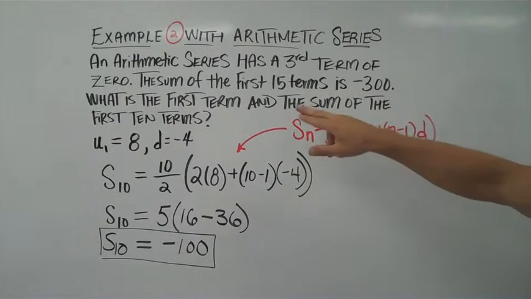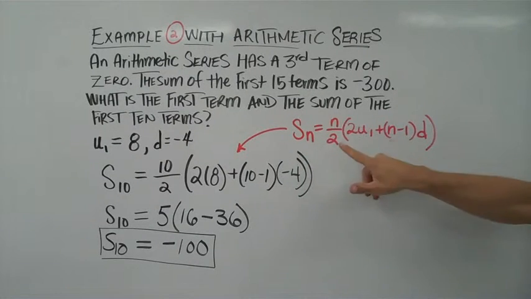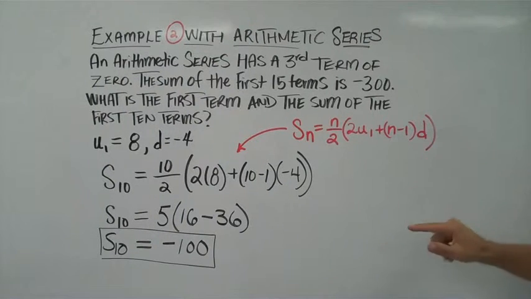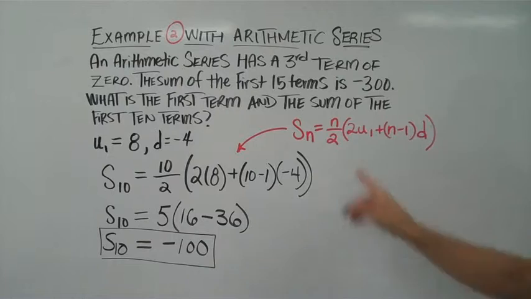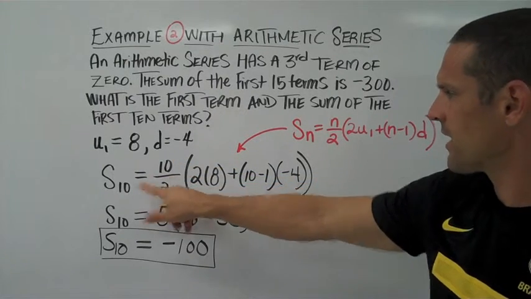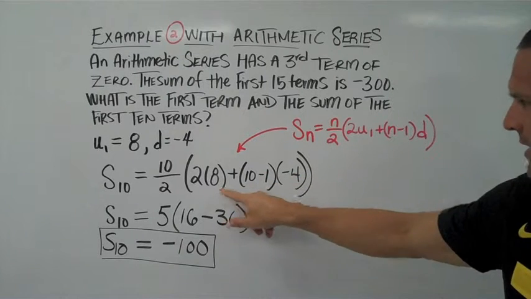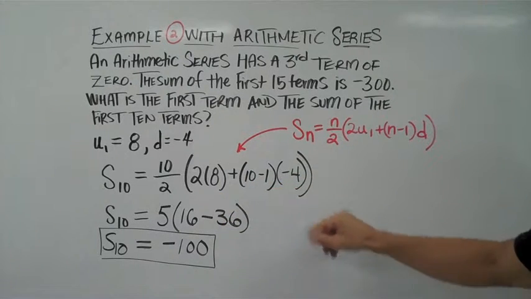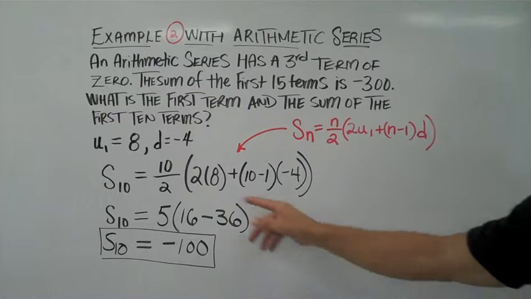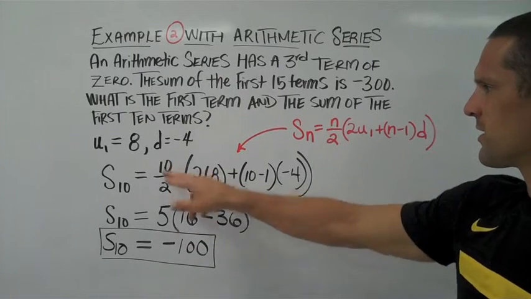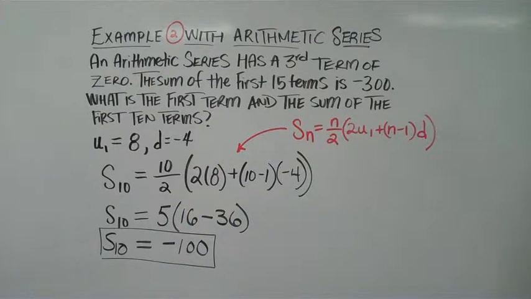What's the sum of the first 10 terms? We know that Sn is n over 2 times the quantity 2u1 plus n minus 1 times d. It's just a matter of plugging and chugging. Our n is 10, so it's 10 over 2 times 2, our u1 is 8, plus 10 minus 1, n minus 1, times our d, which is negative 4. Clean this up in the parentheses. 10 over 2 is 5. Eventually we'll get S10, or the sum of the first 10 terms, is negative 100.